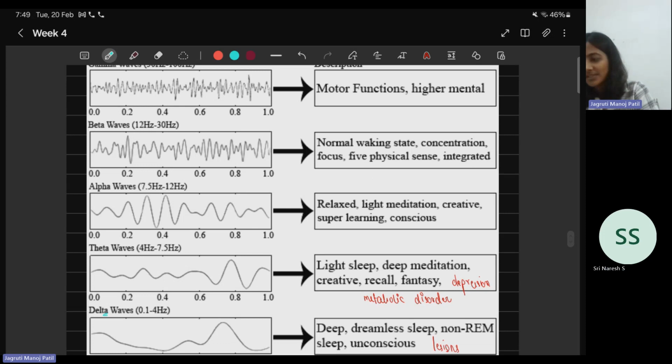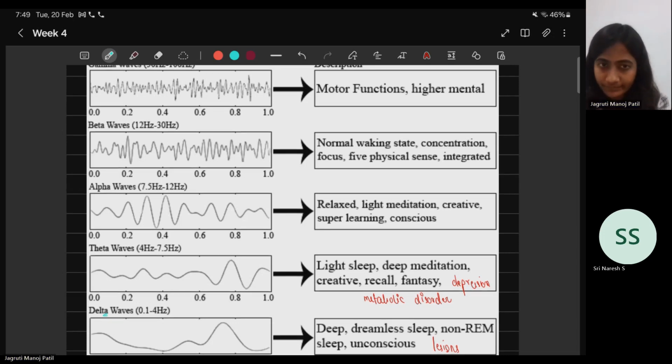So normally when a person is relaxed, we say that it's alpha waves that we are concerned with. That's normally 7.5 hertz to 12 hertz. But again, it depends on what you want to see. If it's a normal state or walking state, then it can also be beta waves. So depending on the activity that you're actually trying to see, it can vary.